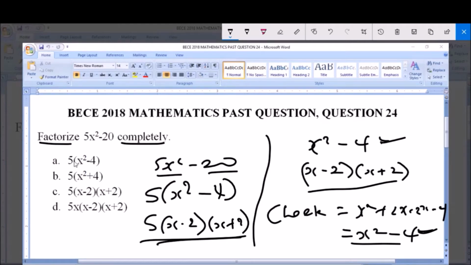Option A says 5 into (x squared minus 4), which is wrong. B says 5 into (x squared plus 4), which is wrong. C says 5 into (x minus 2) into (x plus 2). This is very correct. And D says 5x into (x minus 2) and into (x plus 2), which is wrong. So our correct answer to this question is option C.